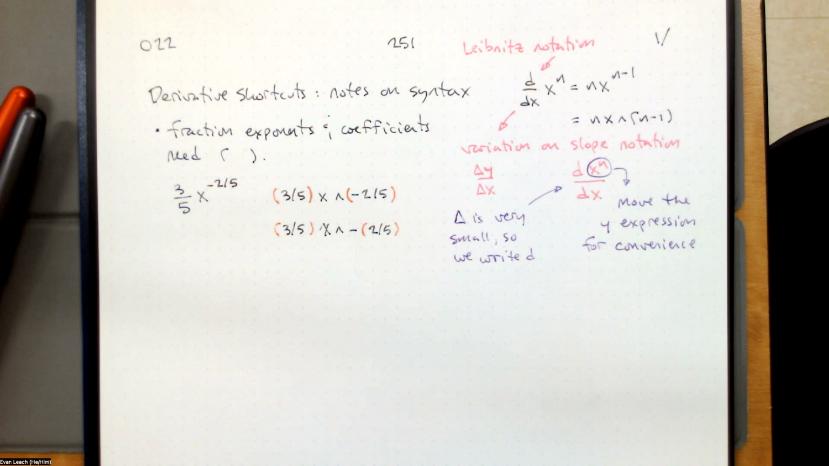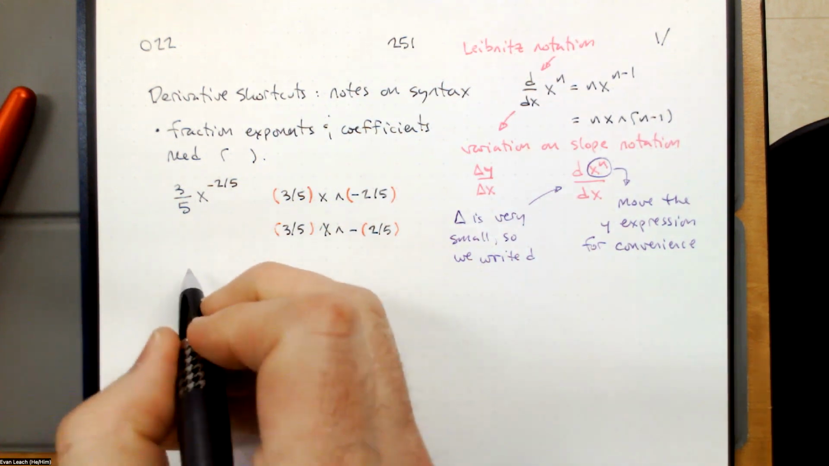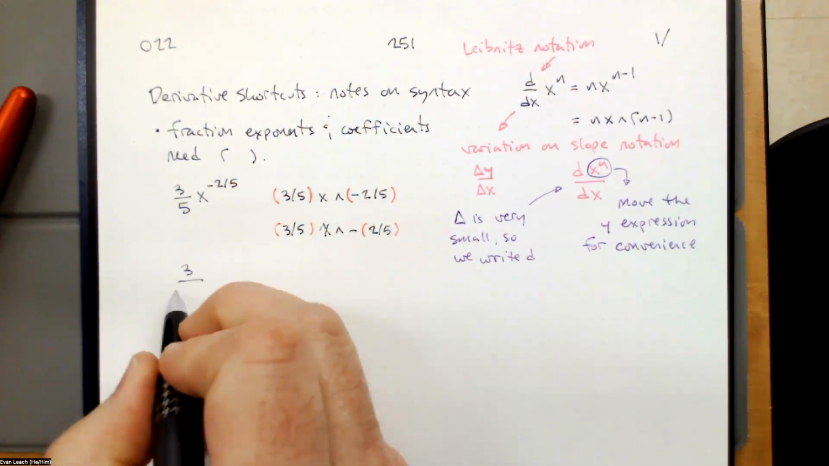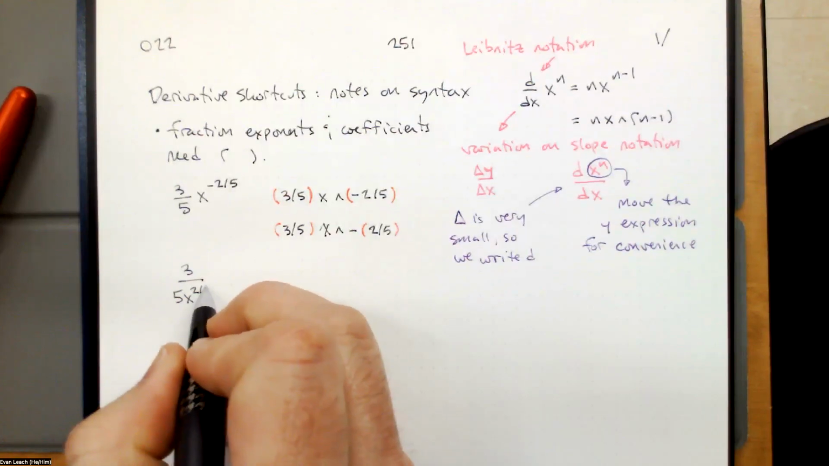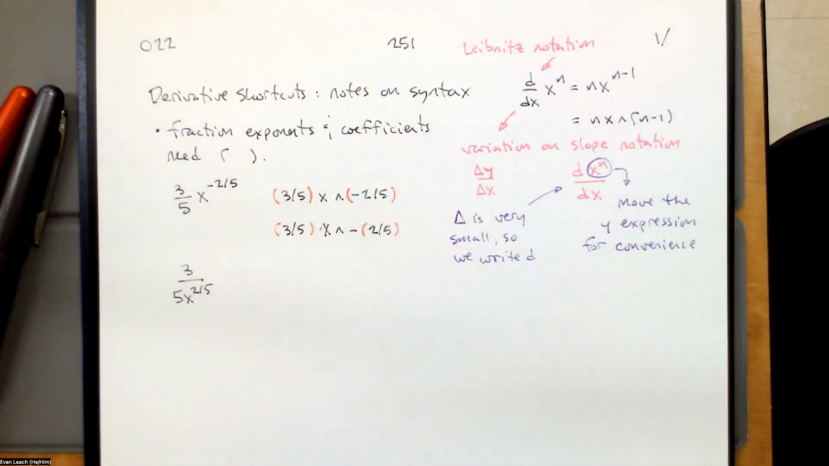So some of you were writing this and simplifying the negative exponent. Some of you were trained in your algebra classes to not write negative exponents, and you were trained that that was not simplified. So we could simplify this expression to just have the 3 and 5x to the 2/5. So that's how we might write it by hand, 3 over 5x to the 2/5.